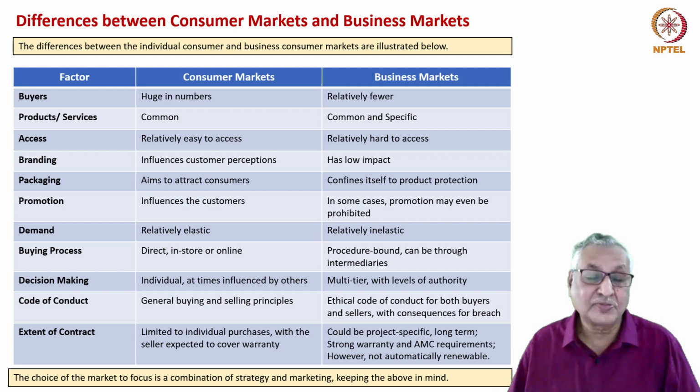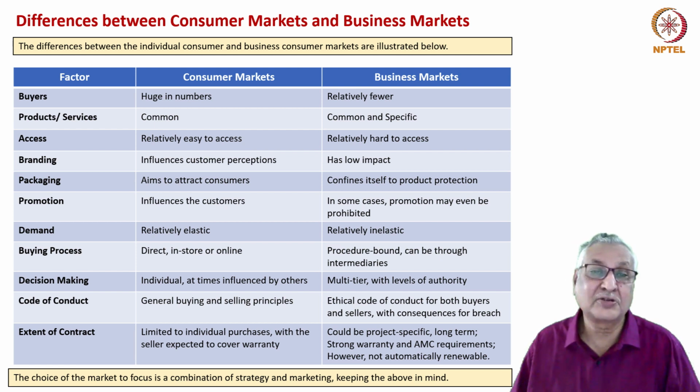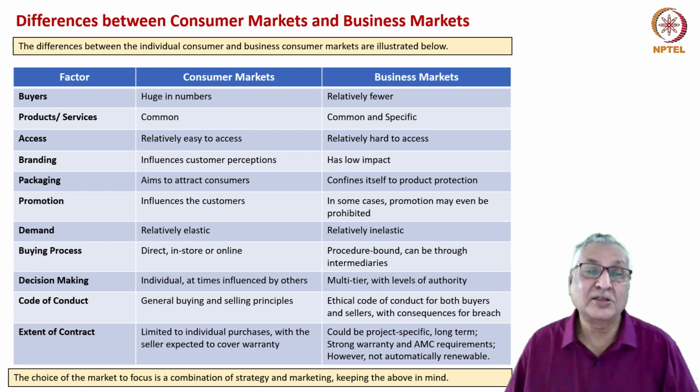Extent of contract: these are limited to individual purchases, with the seller expected to cover warranty, and that emanates from the manufacturer's warranty rather than from the seller's warranty. Seller's liability in the sale of a product is very limited, whereas the manufacturer's liability in the sale of the product is standardized and across the board for all the consumers.